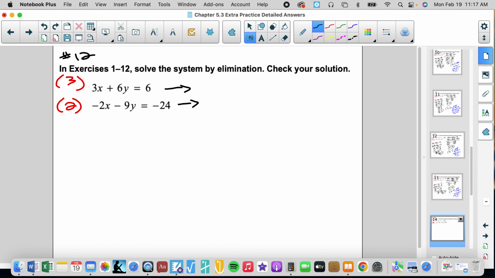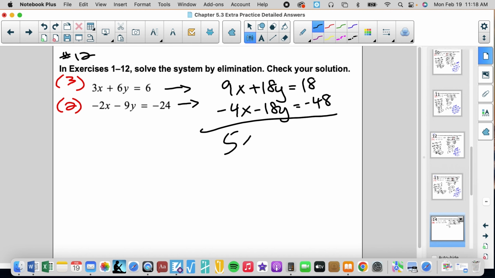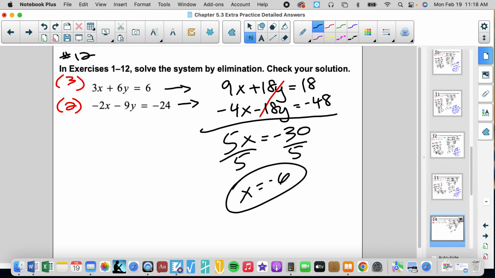So that is an LCM. If we had chosen 9 and 6, we would have gotten a common multiple of 54, but it's not the least common multiple. So that'll keep your numbers down a little bit, picking those numbers. Negative 4x minus 18y equals negative 48. That gives me 5x. My y's cancel, equals negative 30. Divide by 5, x equals negative 6.